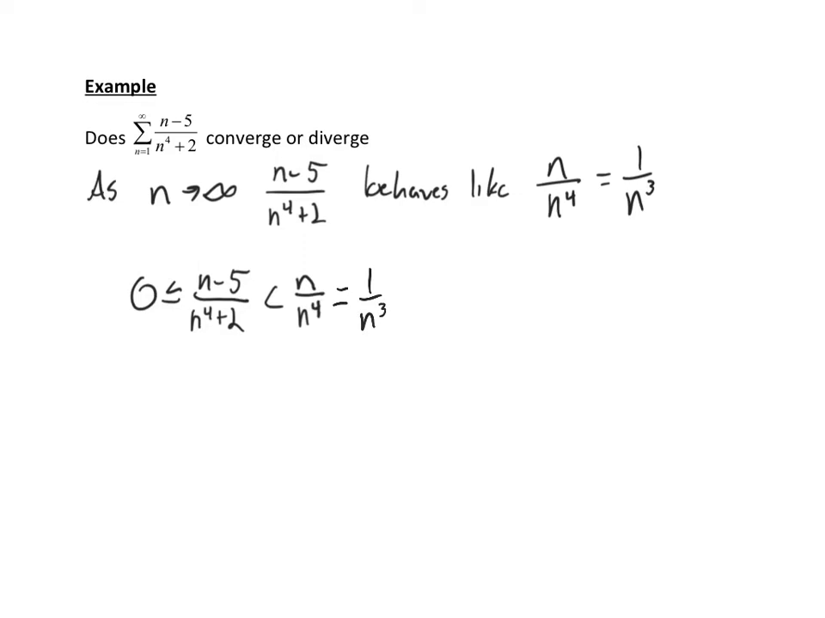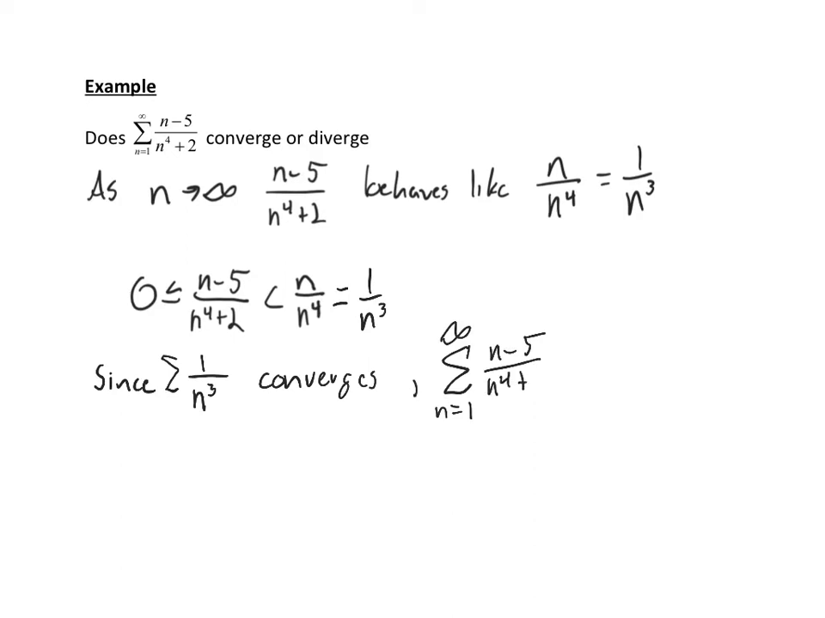Now we know 1 over n cubed, because of the p series, must converge. So since 1 over n cubed converges, now I should really note that that's the series 1 over n cubed. Then we know the series as n equals 1 to infinity of n minus 5 over n to the 4th plus 2 converges also.